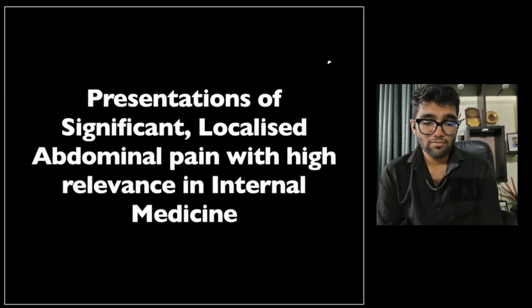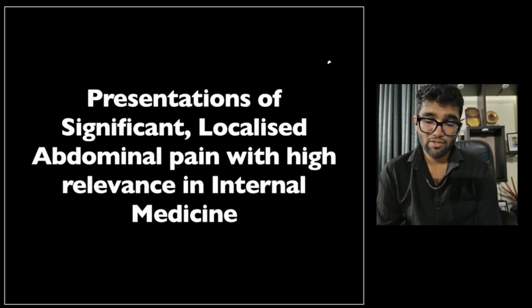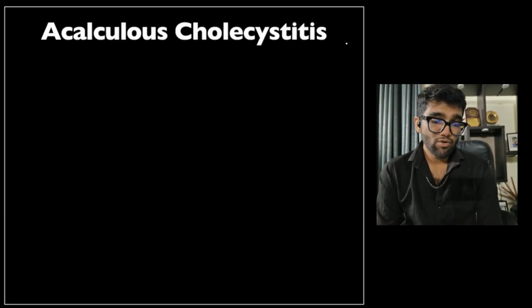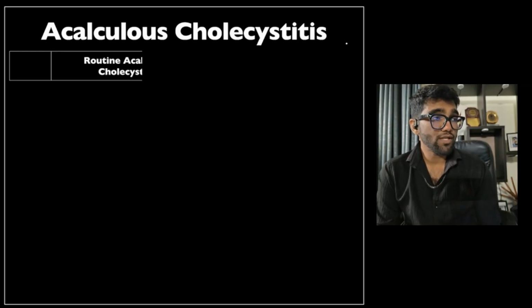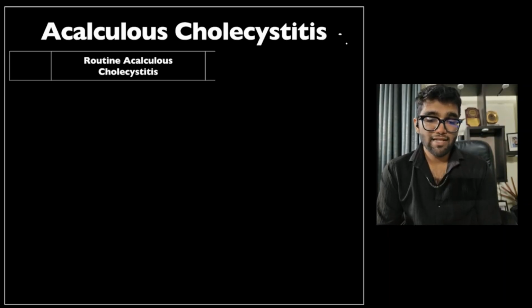Now there are some presentations of localized abdominal pain that carry a high relevance in internal medicine. So what are they? One is acute cholecystitis. Acute cholecystitis can be of two types. You could have routine acute cholecystitis that anybody who's worked in an ICU setting would be aware of, and then we have vasculitis related acute acalculous cholecystitis.